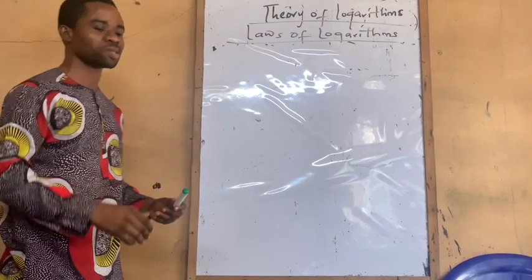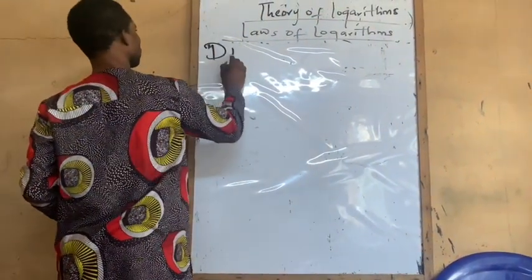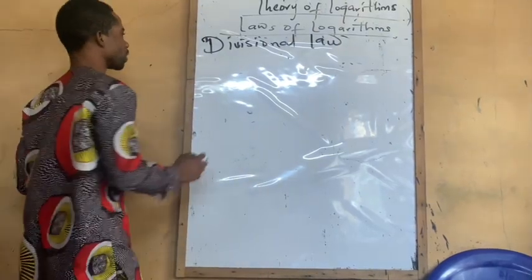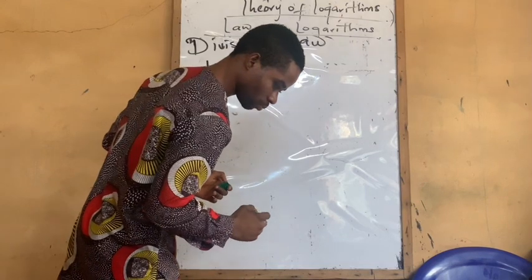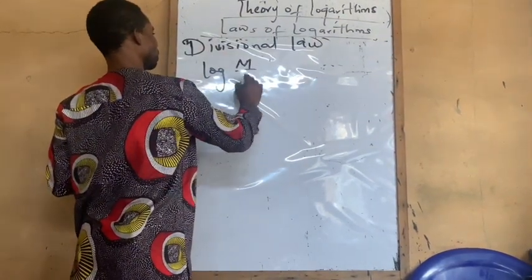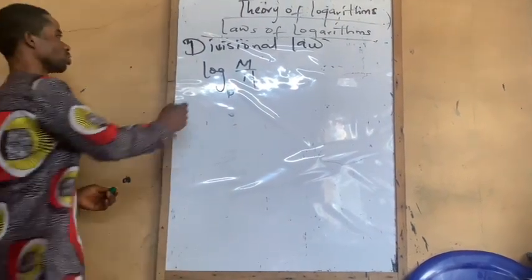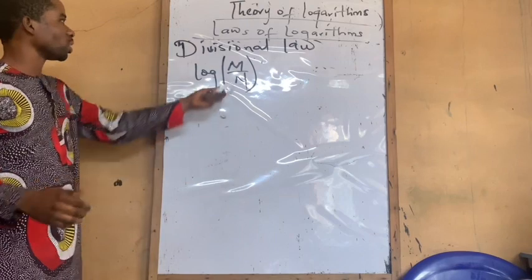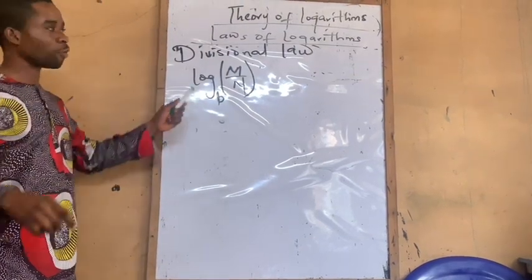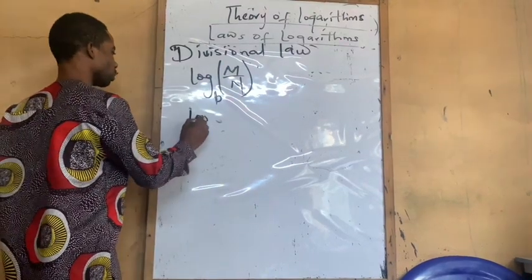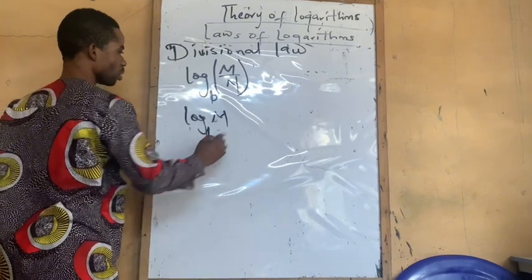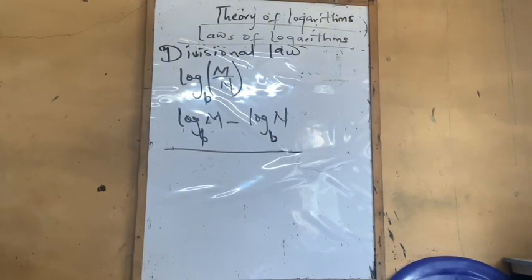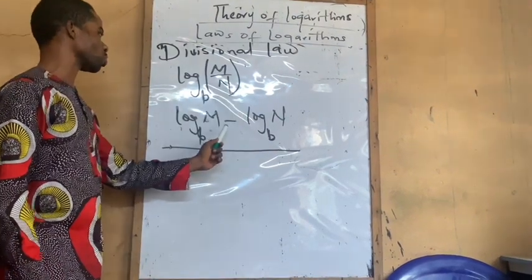Before we go into the questions, now, that's what I want to call the divisional law. If you have something like log of m over n, base b, this is actually the division. Anytime you see a question like this in logarithms, this is the divisional law. What will division turn to? Like the first one, where multiplication turned to plus, division now turns to minus. It's going to turn to log m base b minus log n base b.